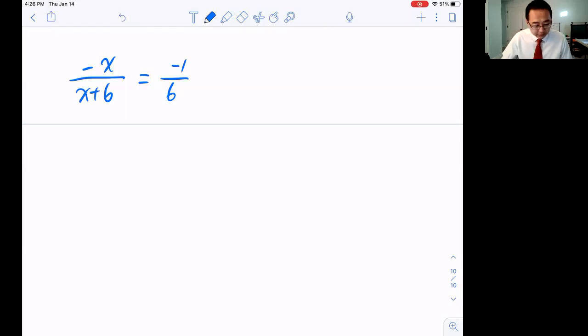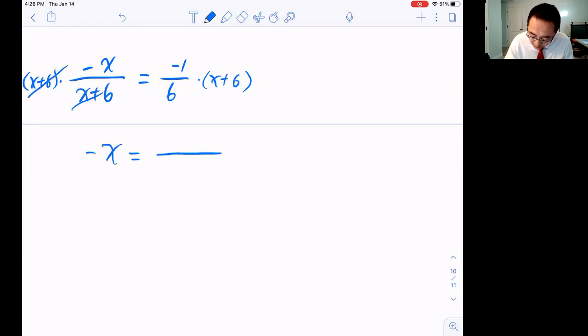Okay, let's work on this because I have one more thing I do want to show you. Here, the way to solve this is you have to get the x out of the denominator, right? And the way to do that is to multiply x plus 6 on both sides. Then on the left-hand side, they cancel. You get -x equals x plus 6 times -1, which just makes it negative, divided by 6, right? Everybody with me so far?